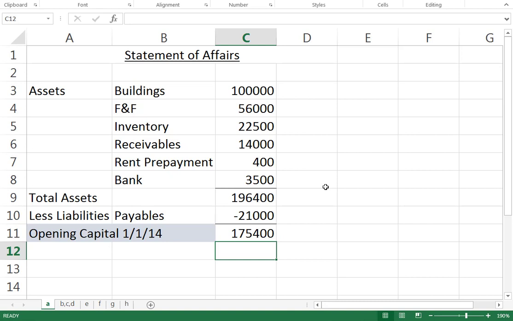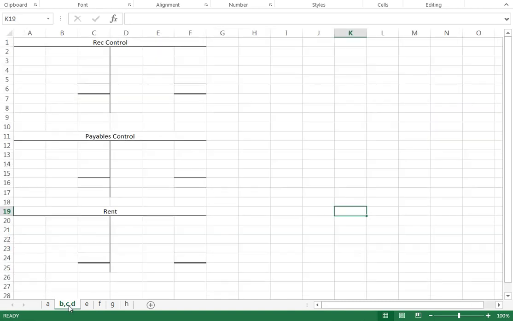Okay, next we've got to do a receivables control account, a payables control account, and a rent account for the year. So I'm putting my B, C and D, those three, on one sheet. I'm going to do them one at a time, of course, but I've literally just laid out my T accounts. I'm getting ready here. I've given myself 4 spaces. I don't know how many I'm going to need, but I've given myself 4 spaces. Totals, payables, totals, rent and totals. Okay, so that's the way that I'm going to work that, and I'm going to do each one.